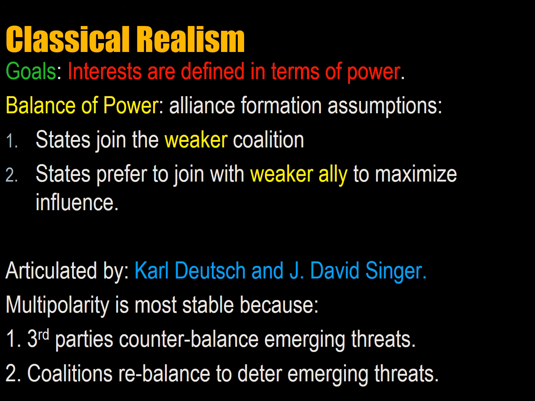Now, this has been articulated by Karl Deutsch and J. David Singer. And they argue that multipolarity is the most stable, meaning less war-prone, because, one, third parties counterbalance emerging threats, and two, coalitions rebalance to deter newly emerging threats. So this is the baseline theory, mostly from military and diplomatic historians and political scientists in the 1950s and 60s.